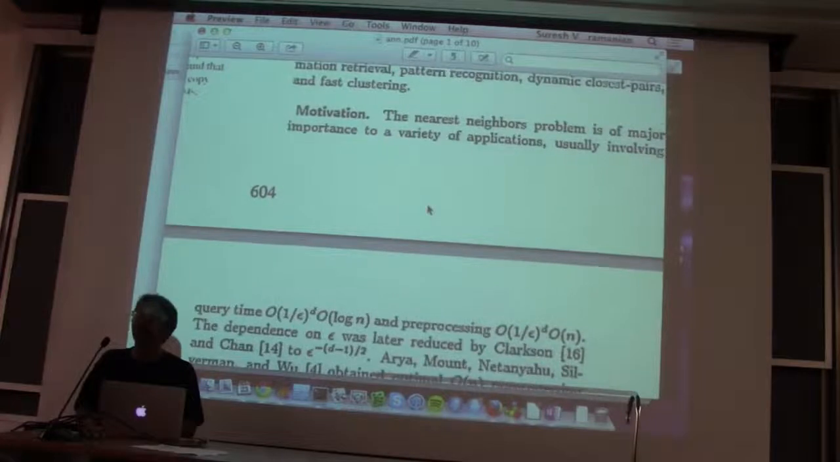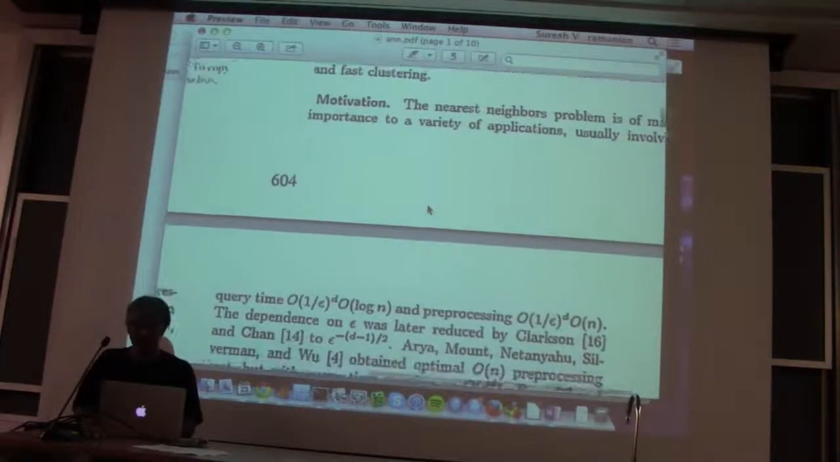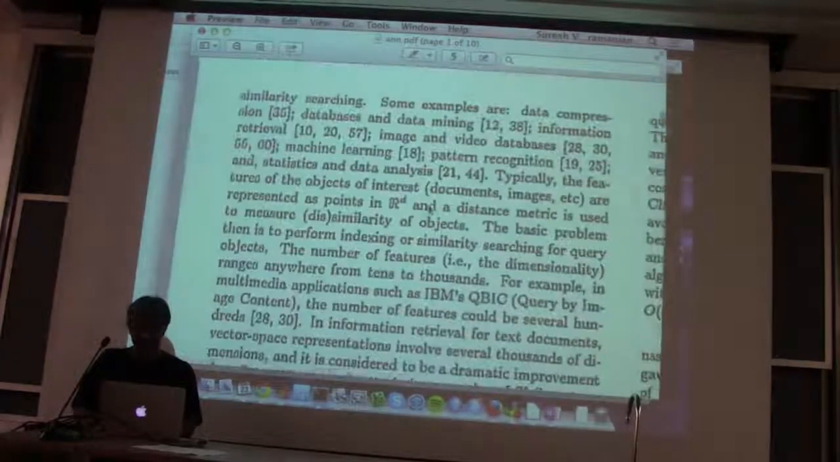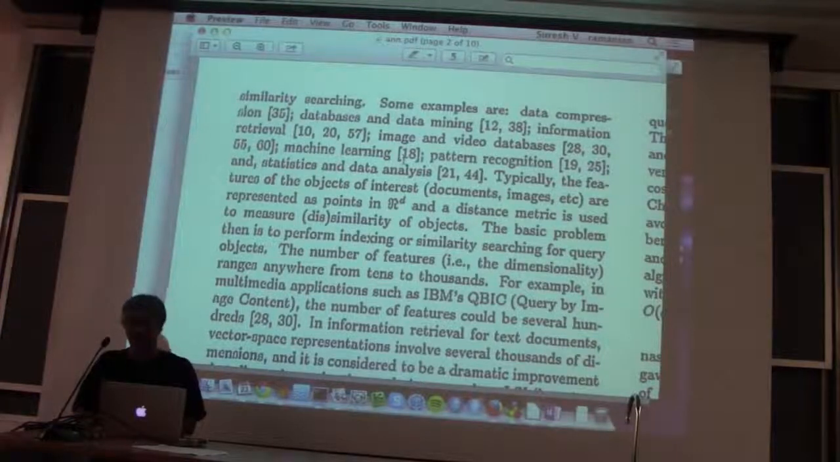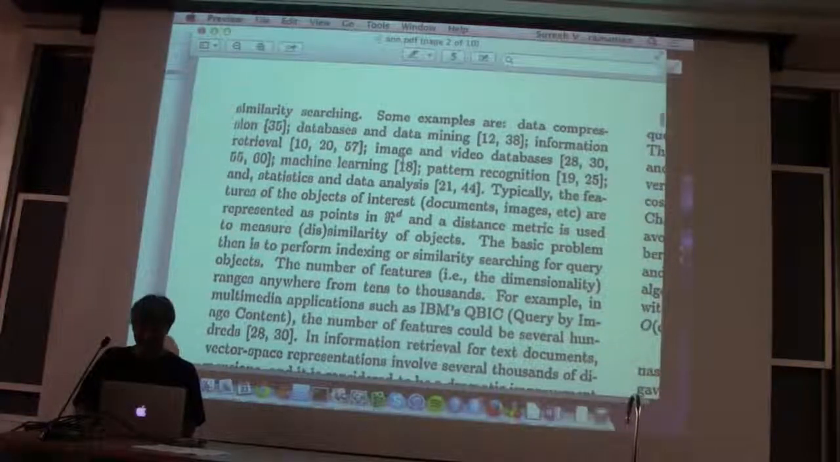These are usually a required section. Why do you care about this problem? And you can say there's a variety of applications, including similarity searching, there's a whole bunch of references. Do not try to track down all these references. It will be a very bad idea.